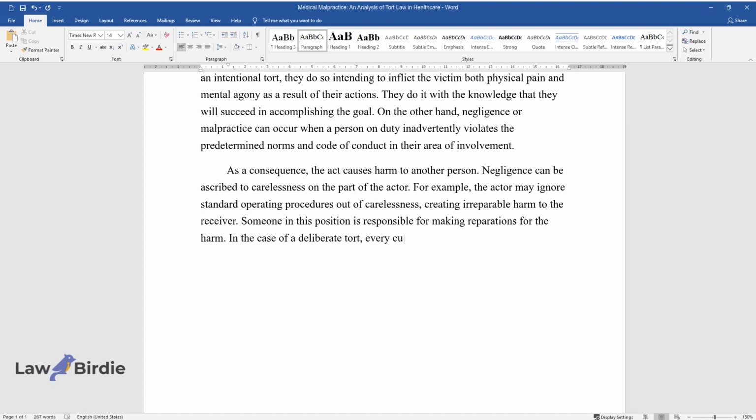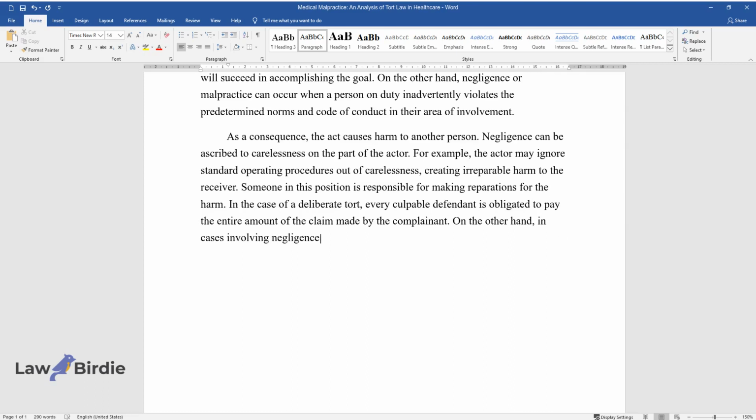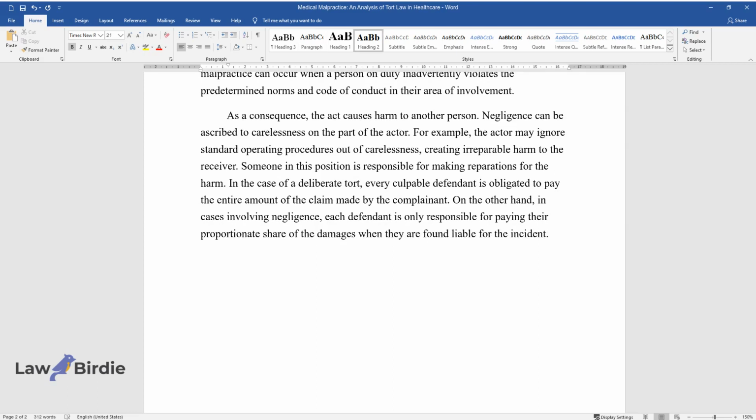In the case of a deliberate tort, every culpable defendant is obligated to pay the entire amount of the claim made by the complainant. On the other hand, in cases involving negligence, each defendant is only responsible for paying their proportionate share of the damages when they are found liable for the incident.